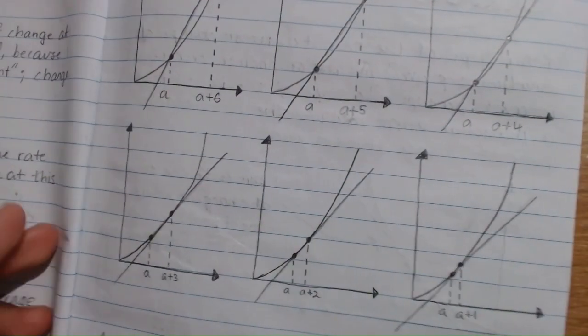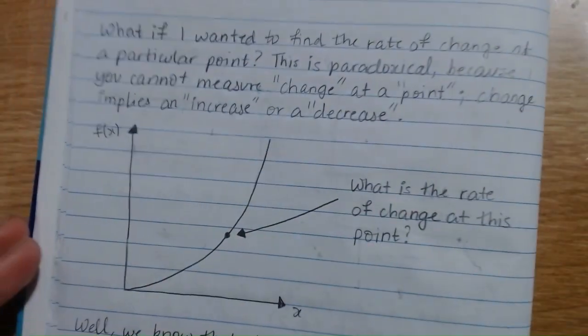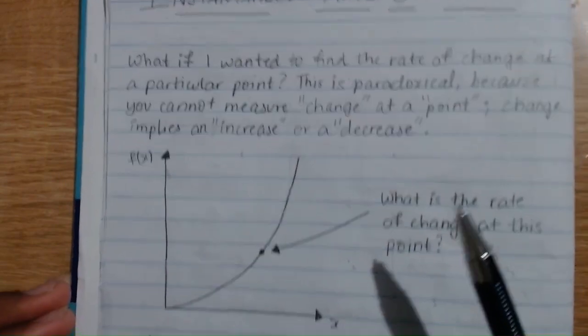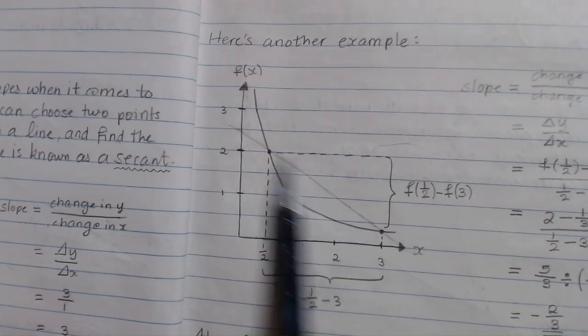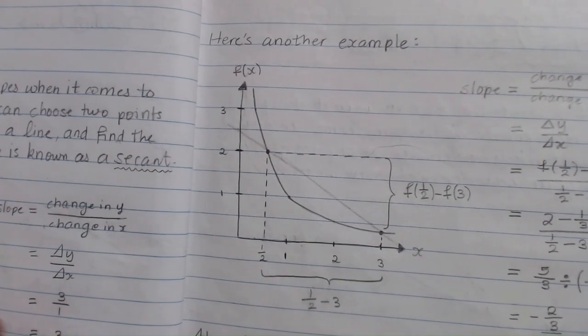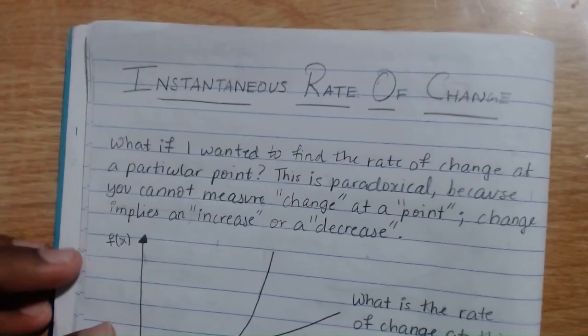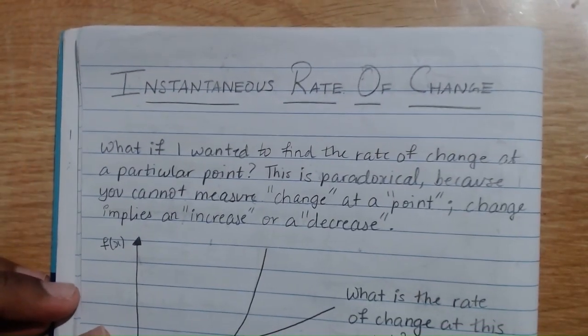All right, so that's secants, using secants to evaluate the slope of a curved function. But it's not really the slope of a curved function, is it? Because the slope of a curved function actually changes. So we're only evaluating at a specific interval. But what if I wanted to know the instantaneous rate of change?